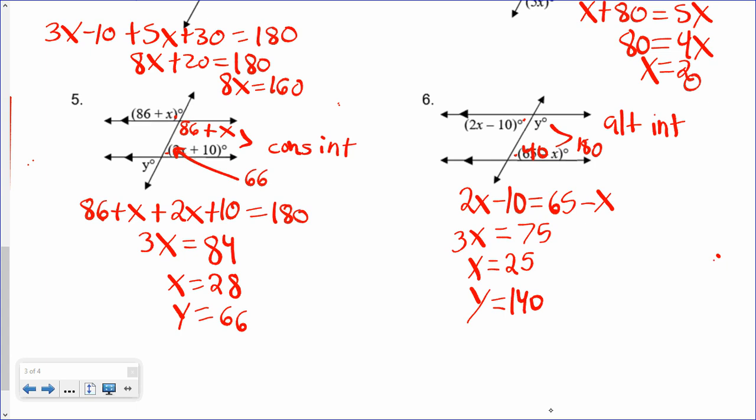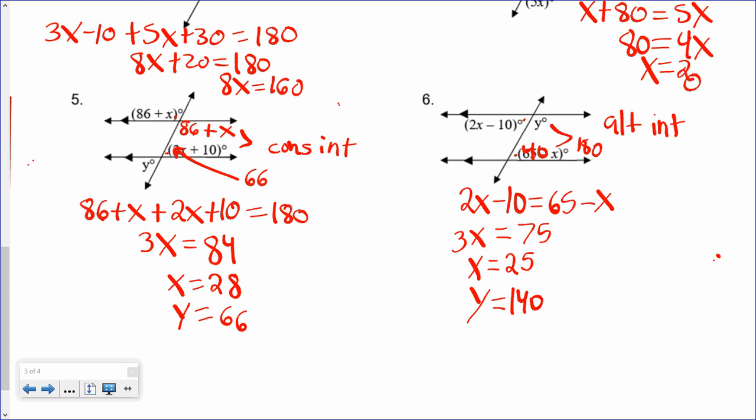Wait, which one was it? How do you get 140 for y? Since I know what x is, I plug it into this angle right here, the 65 minus x. So I do 65 minus 25, which is 40. And then these 2 angles should be supplementary. So I go ahead and do supplementary. Oh, okay. Thank you for telling me your process.